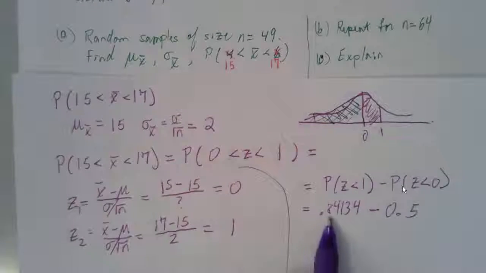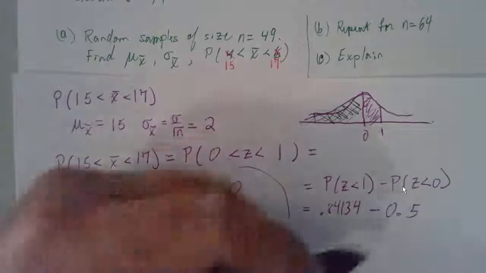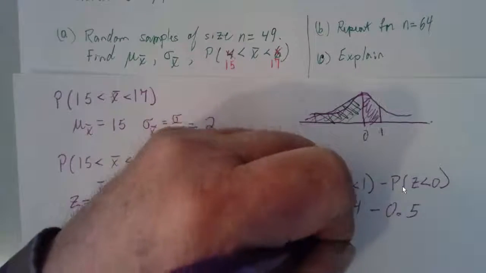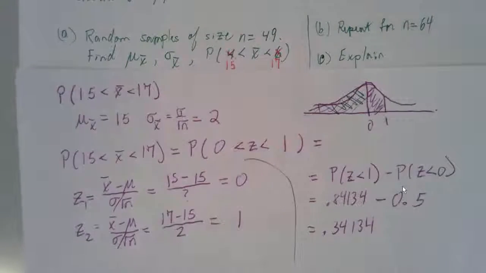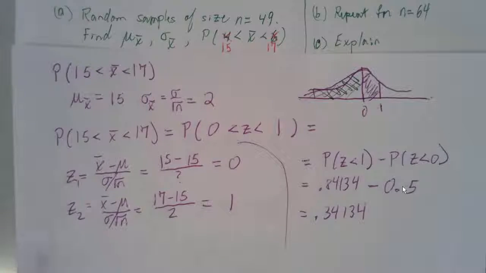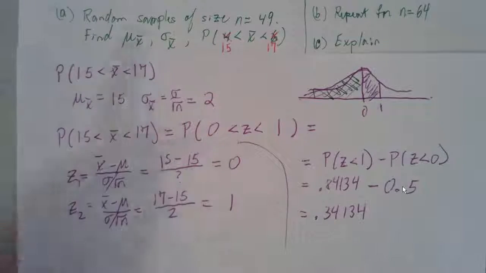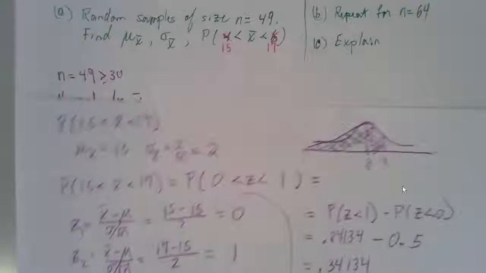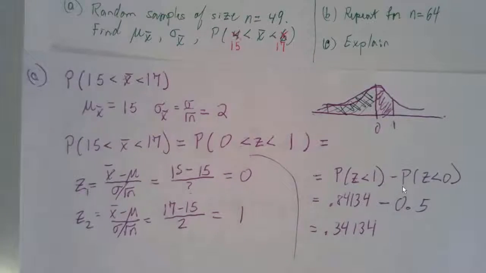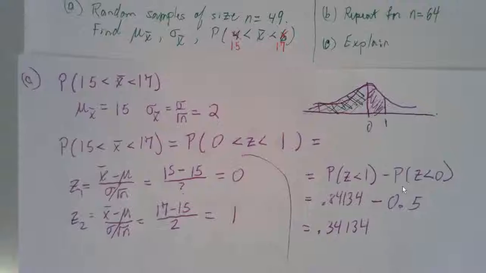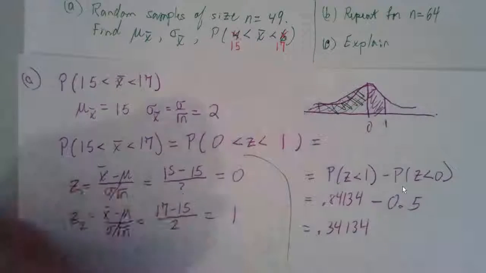And all we're doing is subtracting 5 from that first digit. 0.34134, or a little bit more than a third, is the probability that the mean would land in those limits, 15 and 17. Now, there's another way you can do this with your calculator, and I want to show that to you.